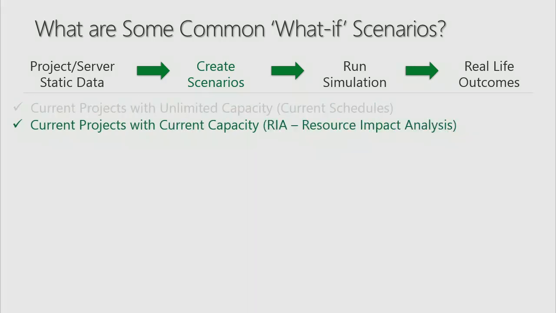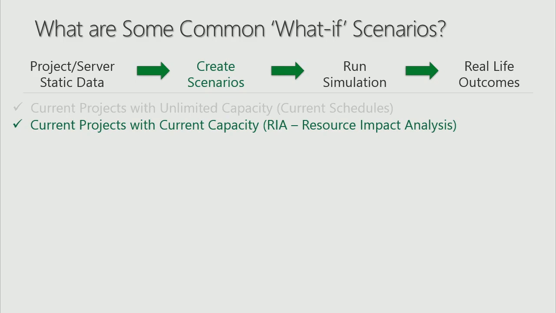The next one, this is very common, is to look at all my projects but with the current capacity I have on hand and do a resource impact analysis. This simply means that those projects are going to execute into the future with the resources I have available, and they are going to be delayed according to any resource shortfalls.